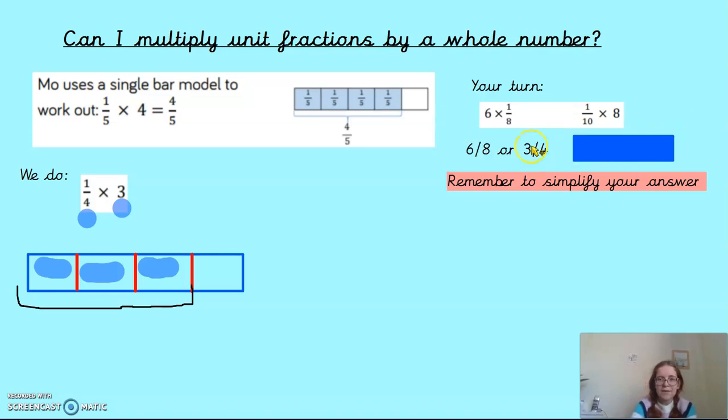Okay, 6 times 1/8 is 6/8 or 3/4. And 1/10 times 8 is 8/10 or 4/5. And I've simplified them both down.